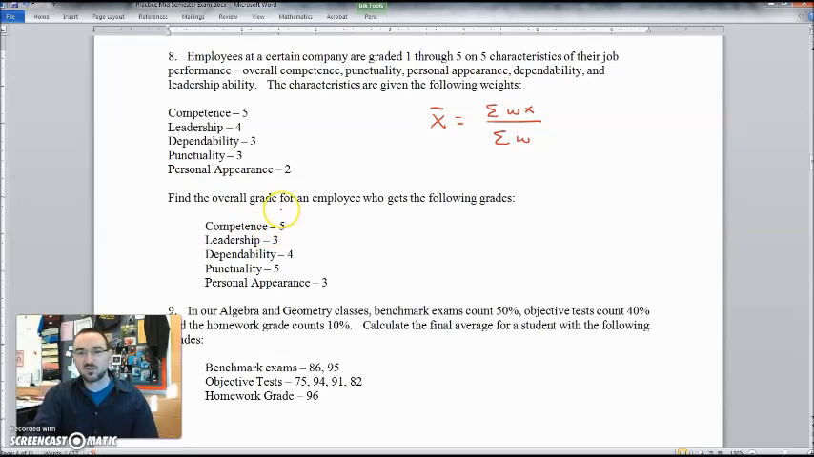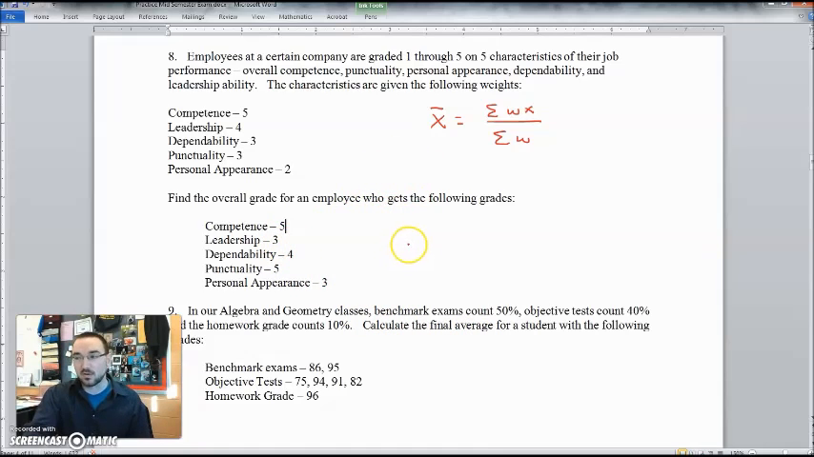They received a perfect score of 5 in competence. Leadership is lacking a little bit, just by 1. Dependability is 4 in this case, so we get a 4 here. Punctuality a 5, and personal appearance a 3. So each one of these is weighted, so we get an overall score for that employee. So let's find this score.